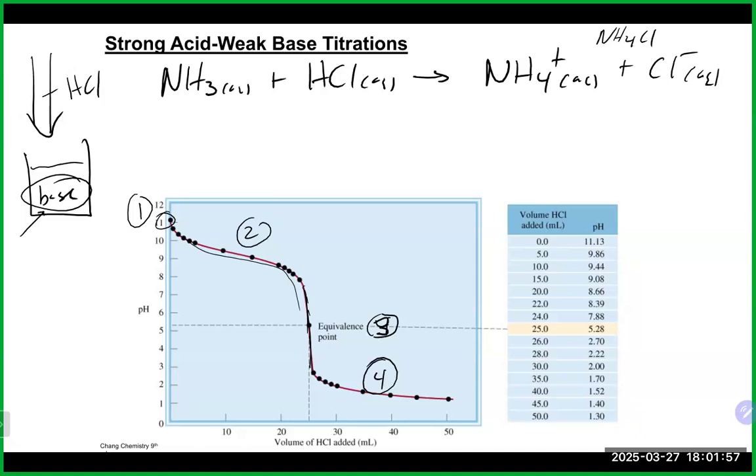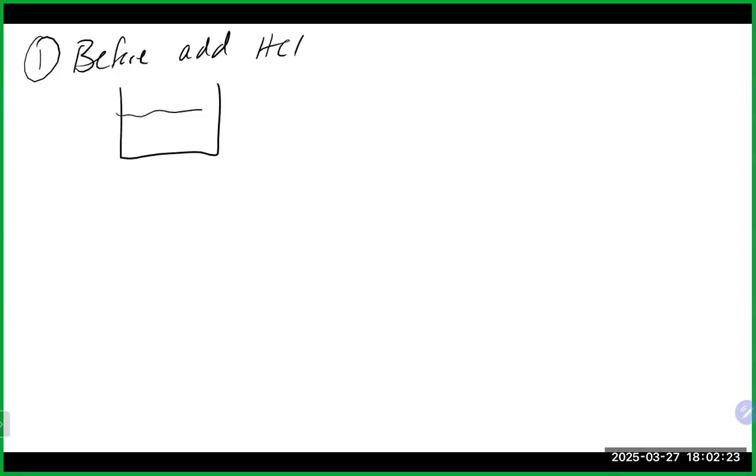So we're going to talk about each of these points along the way and how we calculate our pH. So let's just start with the first part there, which is before we add any acid in this case. So before really the titration begins, the only thing that we are starting with in our beaker is our weak base.